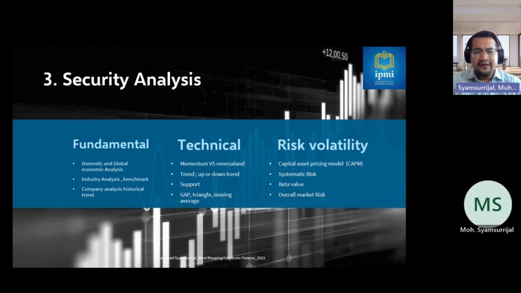Security analysis is the evaluation and assessment of stocks or securities to determine their investment potential. It involves analyzing various factors such as financial statements, industry trends, market conditions, and the company's specific information to make informed investment decisions, monitoring, and performance evaluations. Fundamental is intrinsic versus market price, financial analysis, and bond analysis as well.